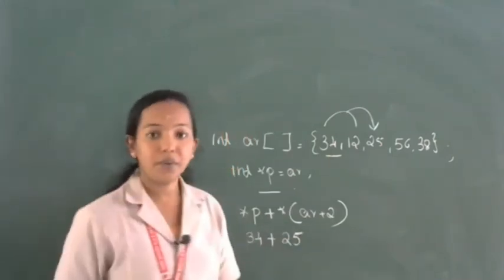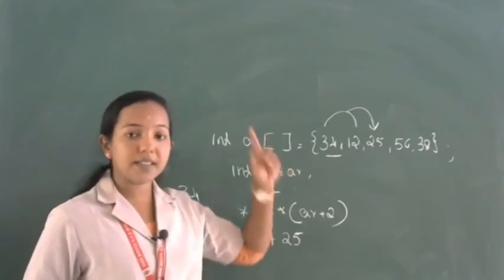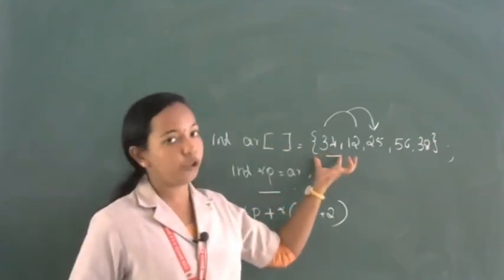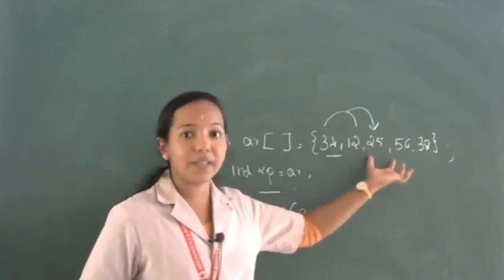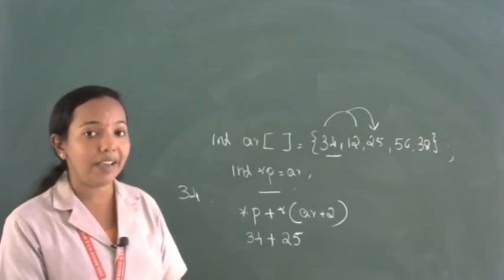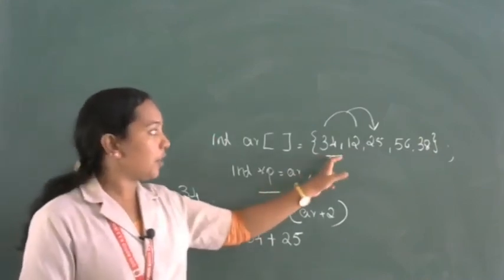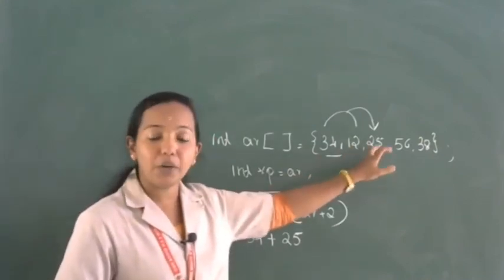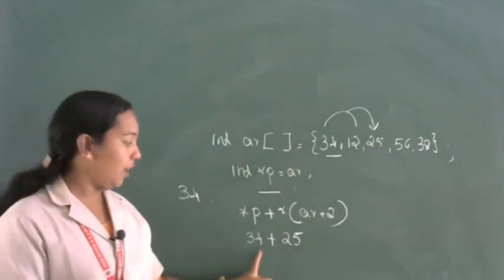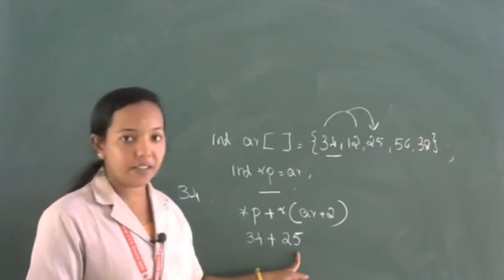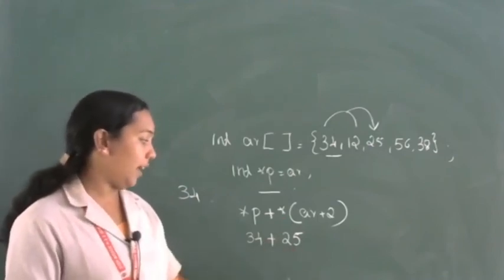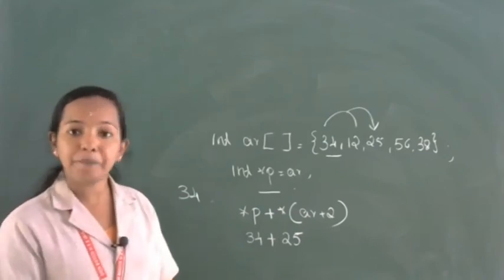25. AR plus 2 means it is pointing to the 0th location, plus 1, plus 2. So it will increment the array location by 2. So instead of 34, it will point to the number 25. So total 34 plus 25. What will be the answer? 59 will be the answer.